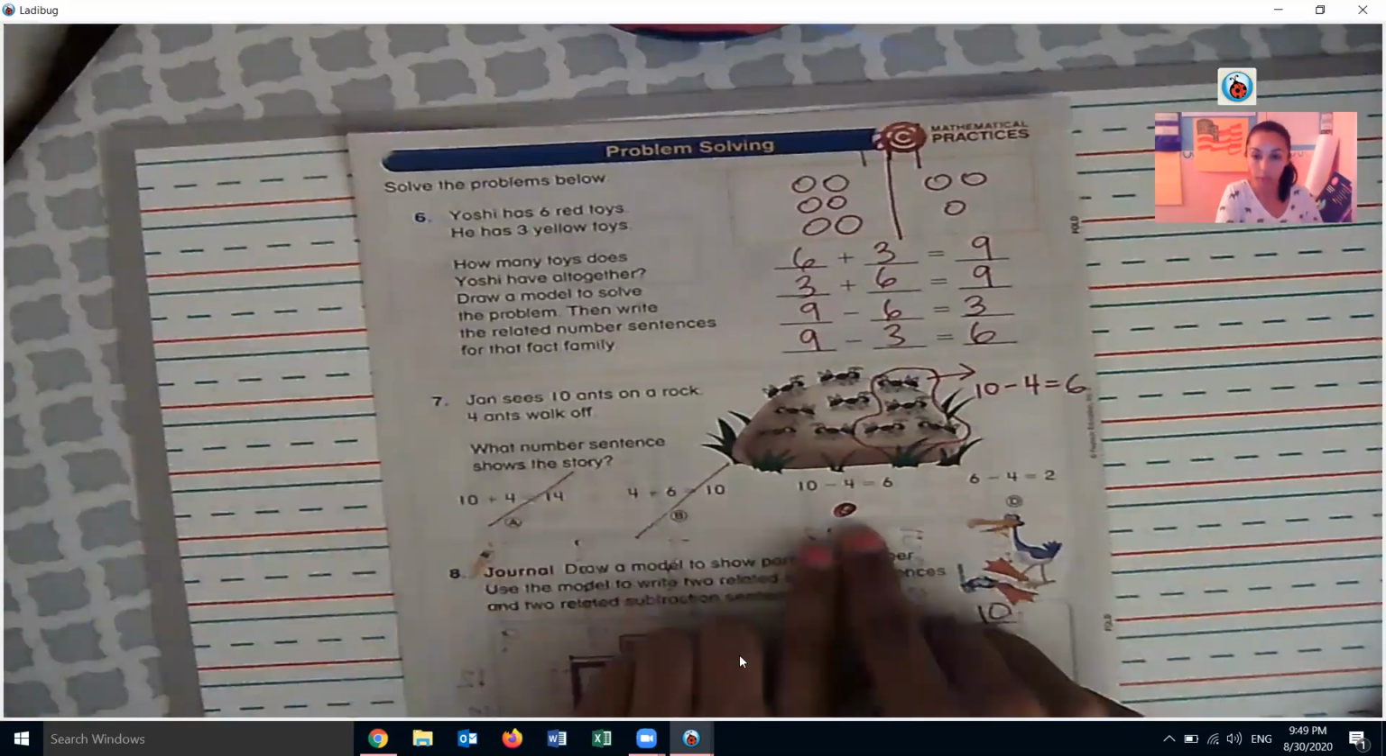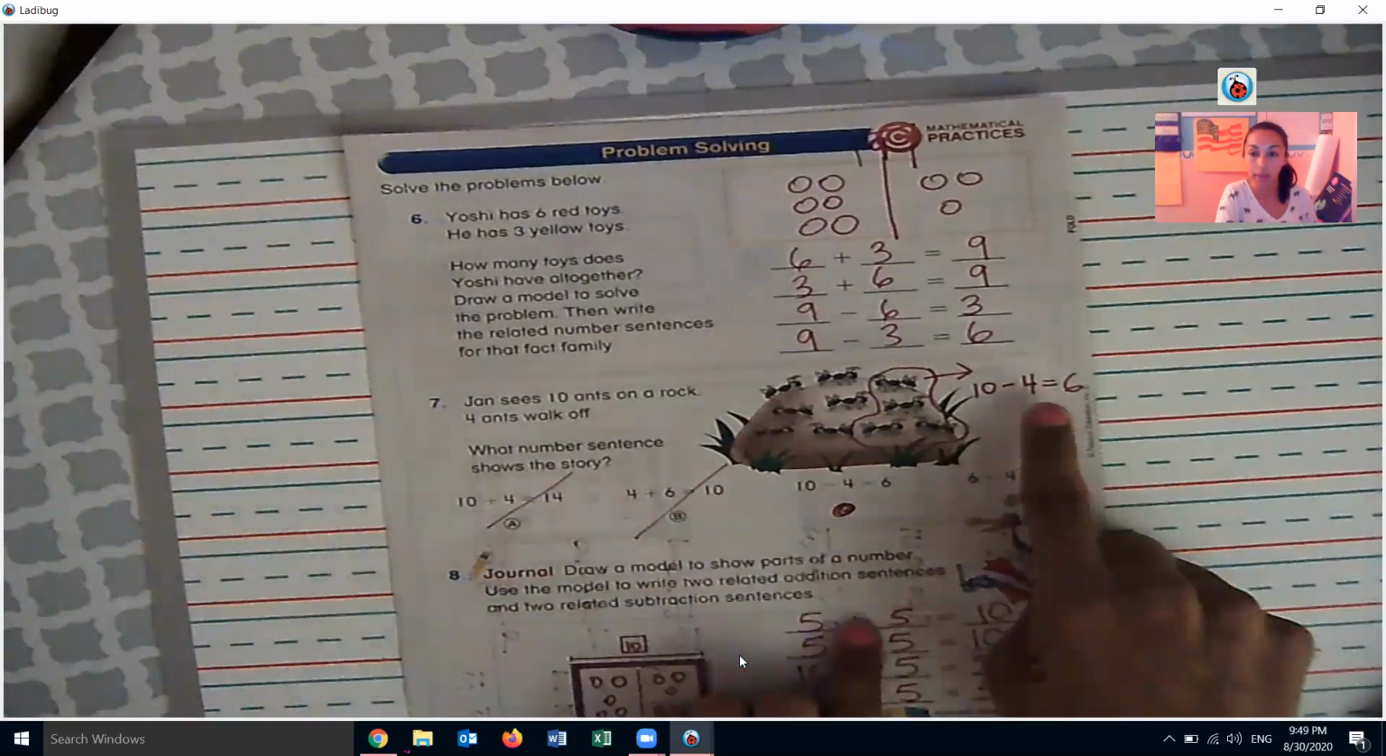Oh, that matches what I was working on. 10 ants, 4 go away, now there's 6 left.